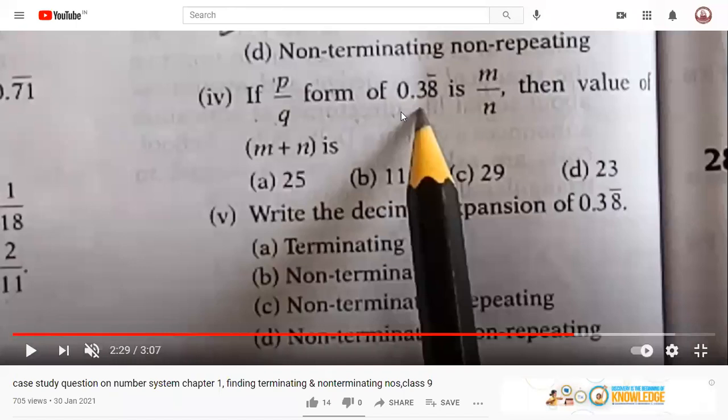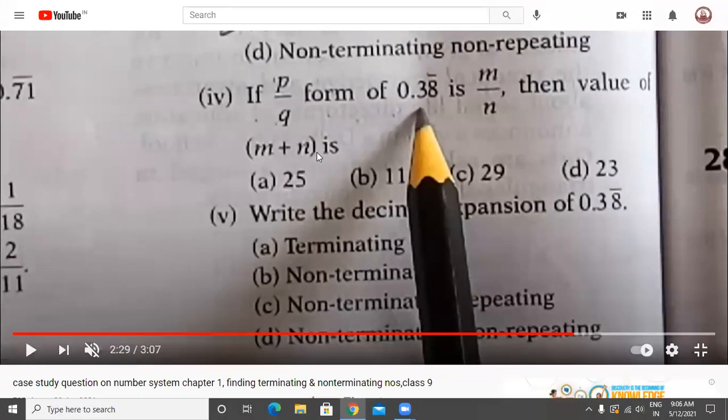The p by q form of this number is m by n. Your answer was 7 by 18. The value of m and n, if you add them, 7 by 18, whatever answer Riyanshika told. Yes Divya, you tell me. Ma'am, 25. Okay, the answer is 25.